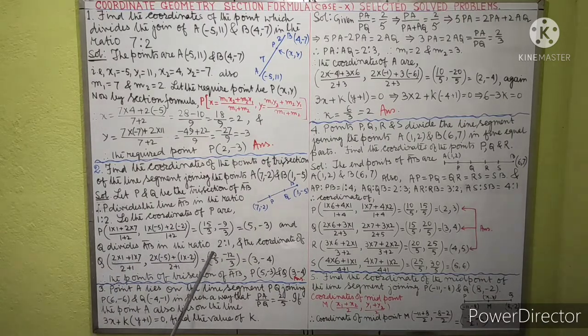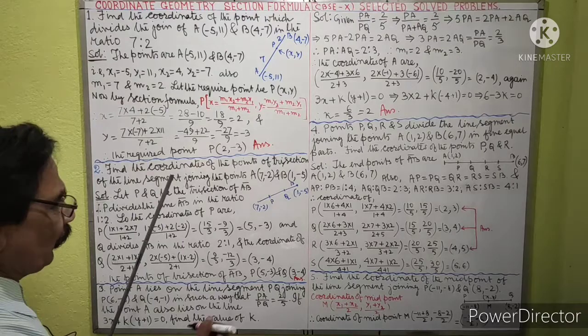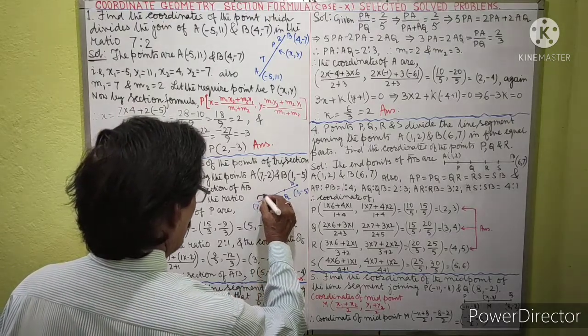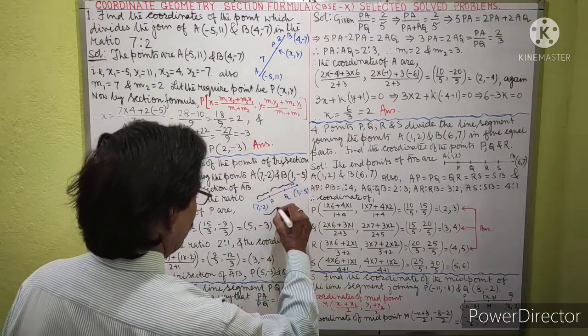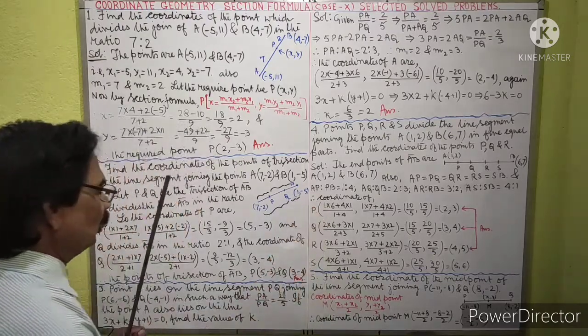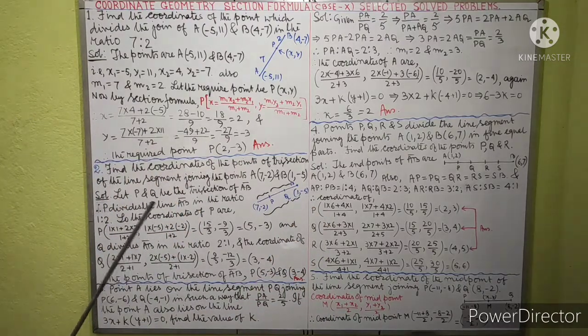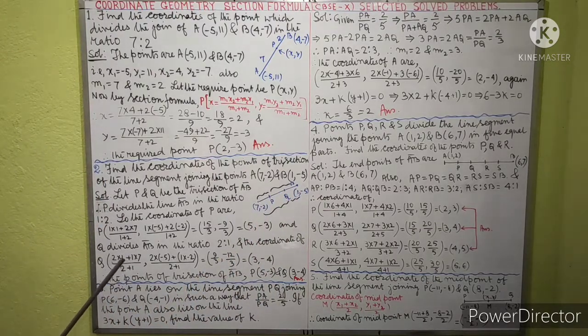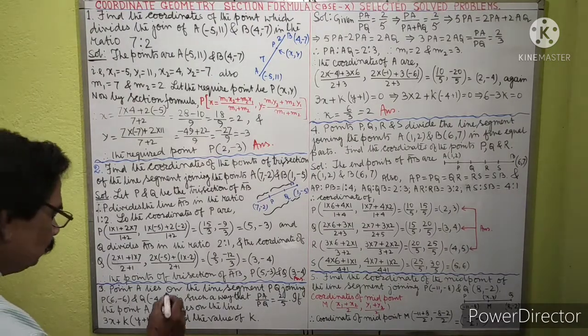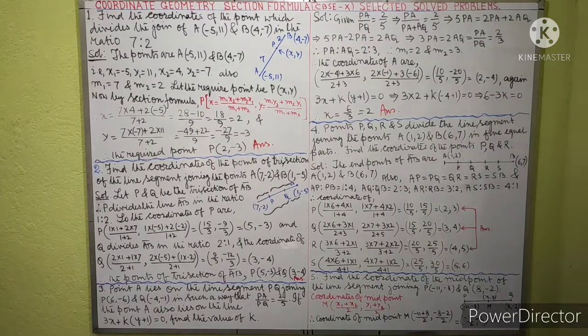And Q divides AB in the ratio 2:1. This part is 2 and this is 1. At first this part is 1, it is for P. And next for Q, from this to this and from this to this, so the ratio is 2:1. Calculating this we will get the coordinates of Q equal to (3, -4). So the points of trisection of AB are P (5, -3) and Q (3, -4).